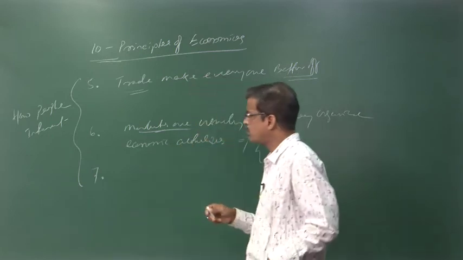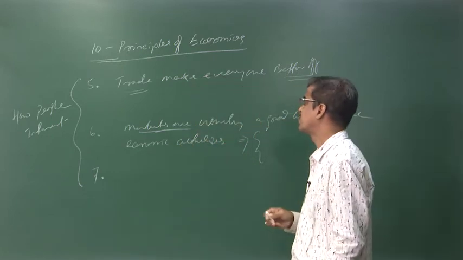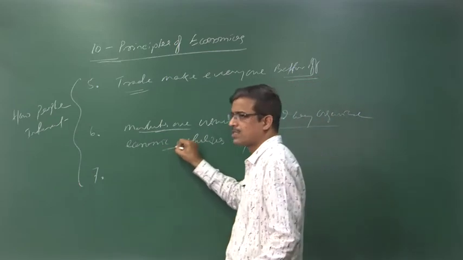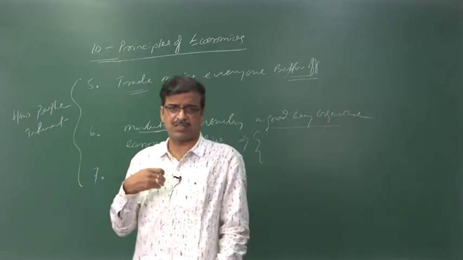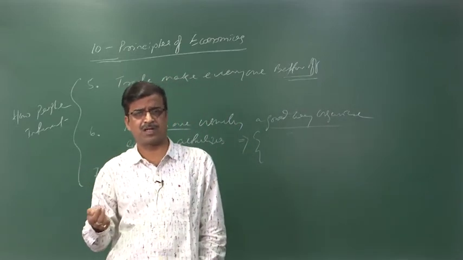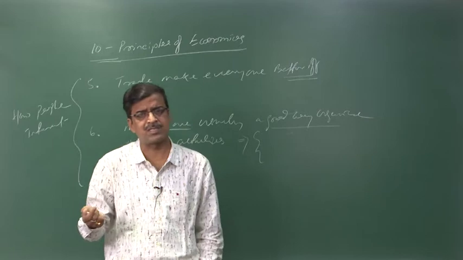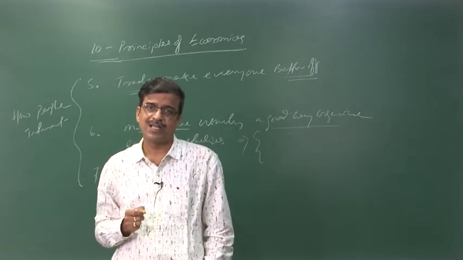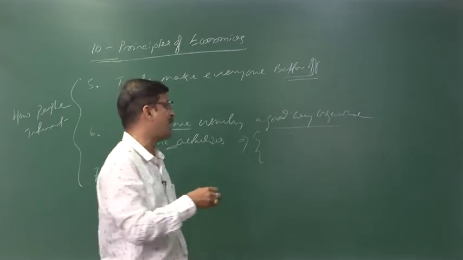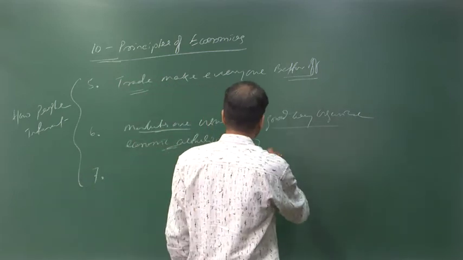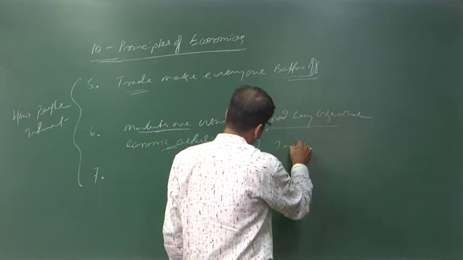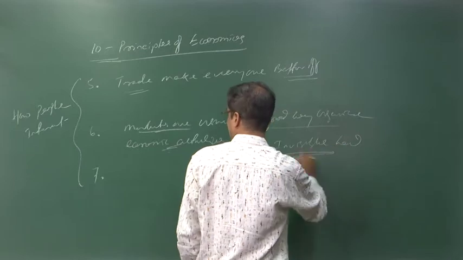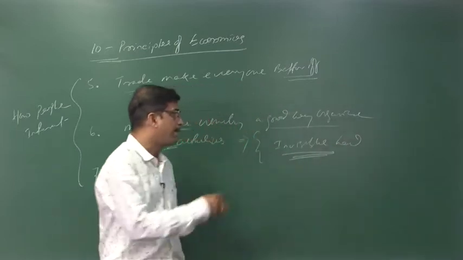And here, of the 10 principles, the 6th principle tells us markets are usually a good way of organizing economic activities. Whether trading takes place, or consumption, production, any sort of activity inside the economy, it would all be organized by decisions undertaken by the government. And there is an invisible hand. This invisible hand comes under the market point of view.